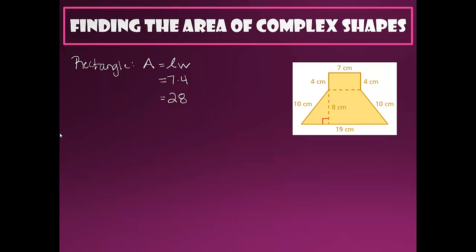Now we'll do the trapezoid. Our formula is area equals 1/2 times the height times the sum of the bases. So we have 1/2 times the height, and the height is going to be 8. And then we multiply this times the sum of the bases. Our bases would be 7 and 19.